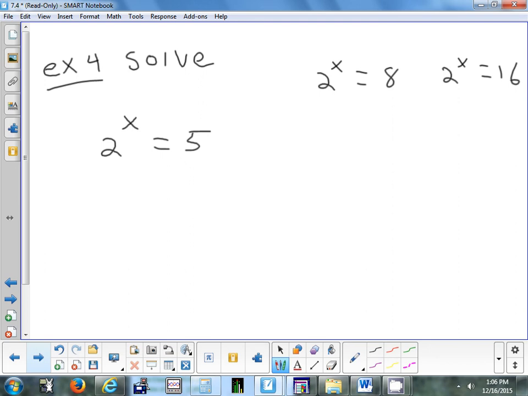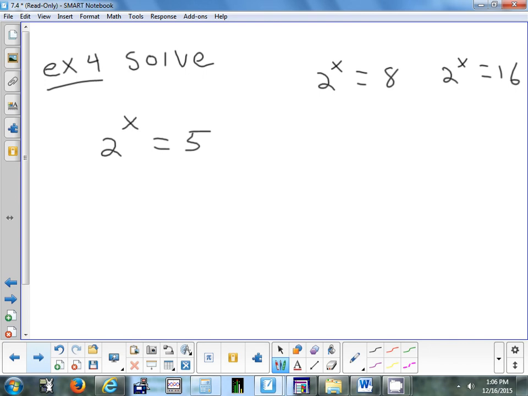If I tried 3, what's 2 to the 3rd power? 8. That's too big. What if I tried 2 to the 2nd power? What's that? 4. That's too small. So the answer here for the exponent is somewhere between what two numbers? 2 and 3. 2 squared is too small, 2 cubed is too big. So we'll get the decimal, and let's see in the end if it's between 2 and 3.